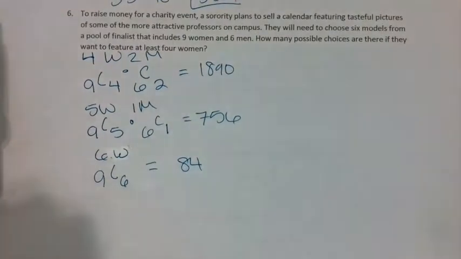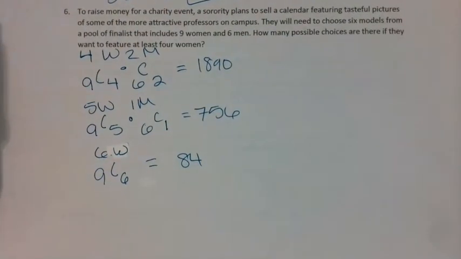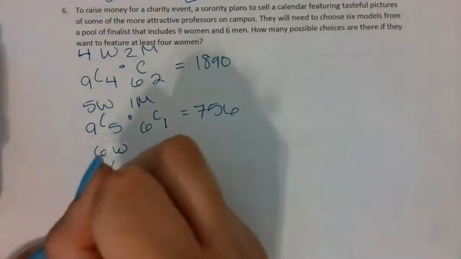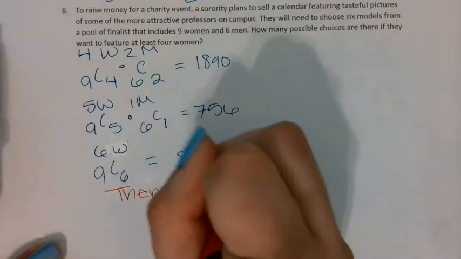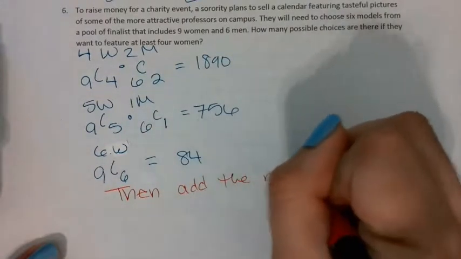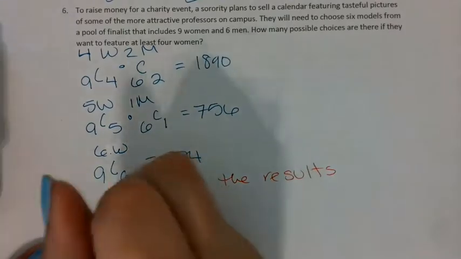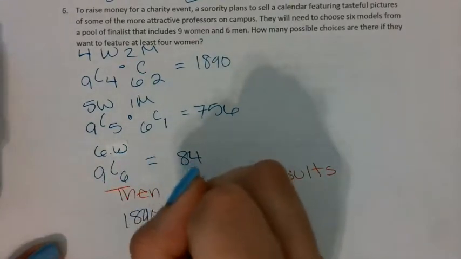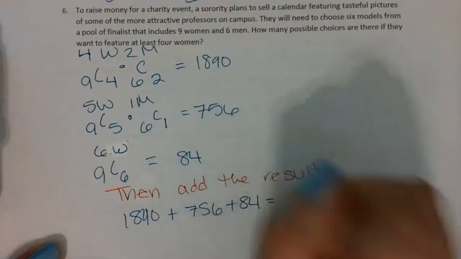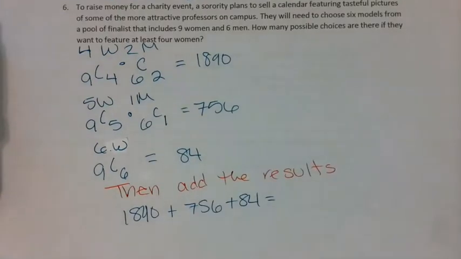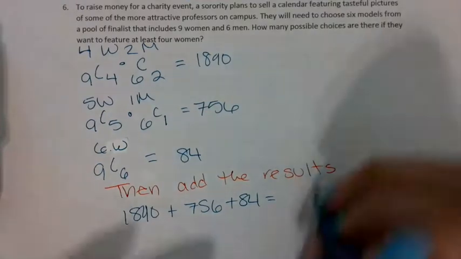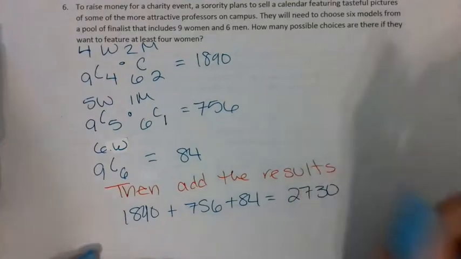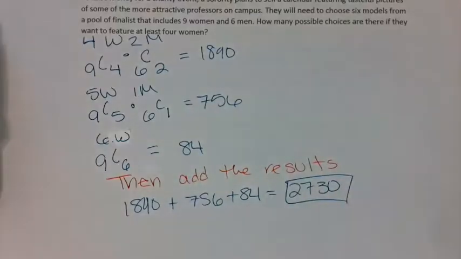Okay. Then for this one, we add our results. So when I'm finding multiple different combinations for 4, 5, and 6, I add my results. So I have 1890 plus 756 plus 84. Which gives me 2730 possible combinations for how they could pick these people for the calendar.